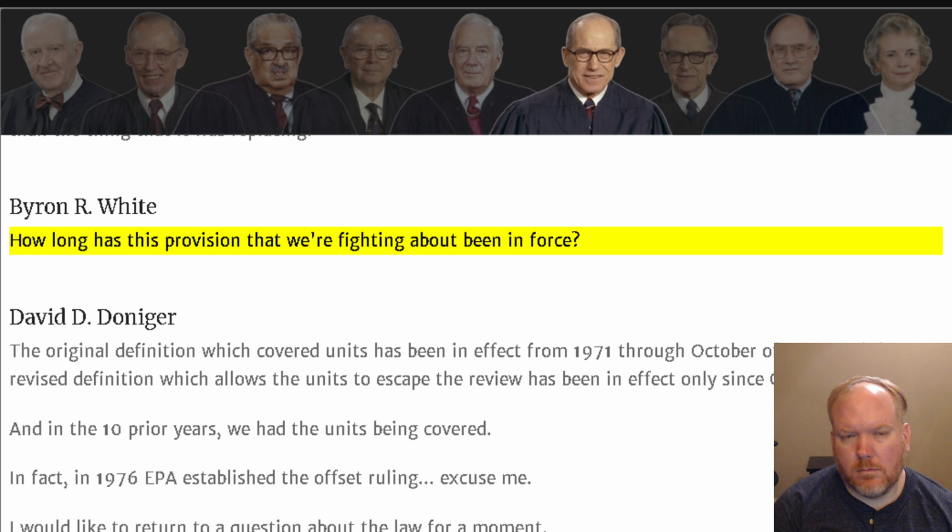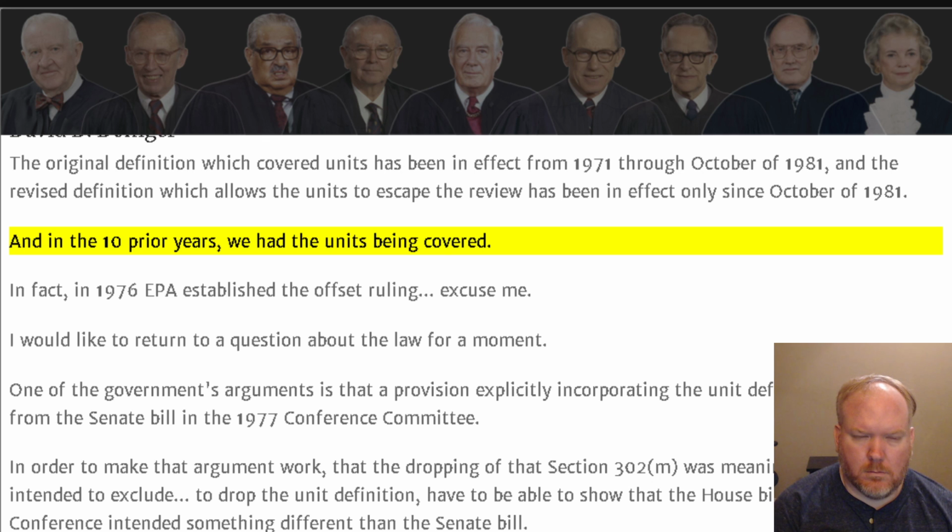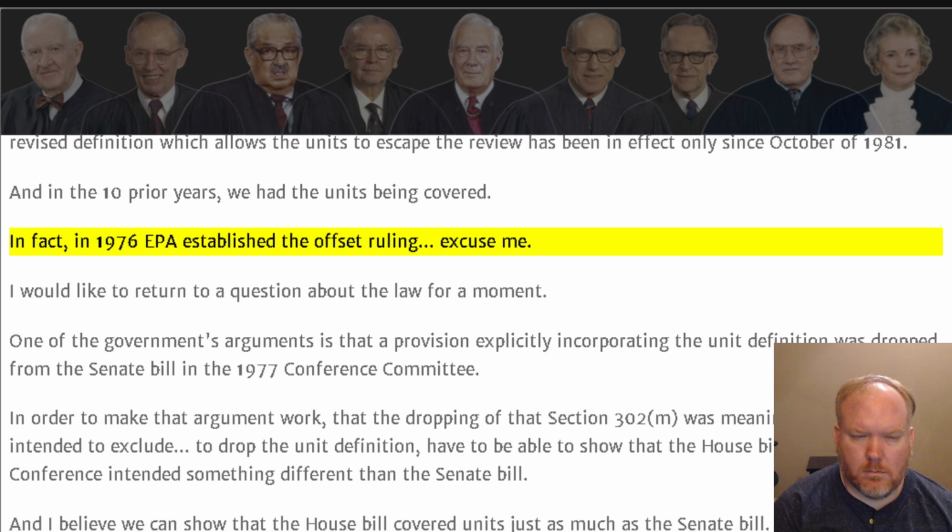How long has this provision that we're fighting about been in? The original definition, which covered units, has been in effect from 1971 through October of 1981. And the revised definition, which allows the units to escape the review, has been in effect only since October of 1981. And in the 10 prior years, we had the units being covered. In fact, in 1976, EPA established the offset ruling.